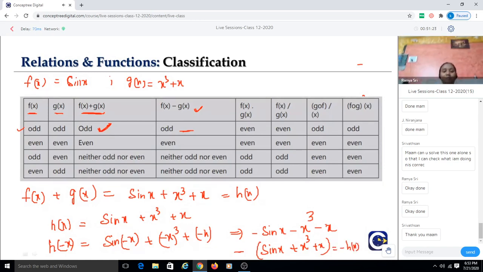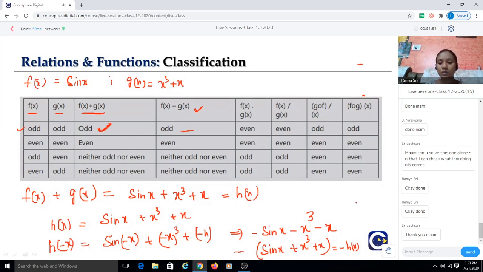So from this example we can conclude that if we are having two odd functions and we are adding them, the result will be an odd function. Similarly, if we are subtracting those two odd functions, the result will be again an odd function. Right. So typically if we are multiplying two functions, one is odd and the other is also odd, then the result will be an even function.